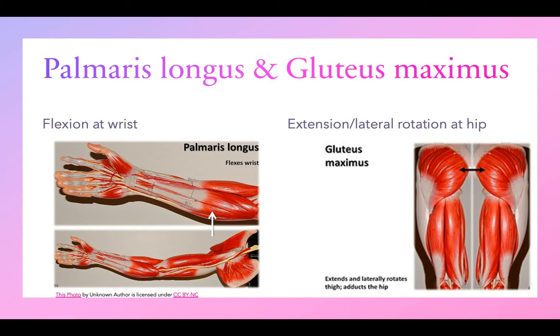And then we have the gluteus maximus, which is the extension and lateral rotation at the hip. It also extends and laterally rotates the thigh, so it abducts the hip. The two arrows pointing to the left and to the right on the picture to the right show you exactly where it's located, right underneath where your buttocks is.